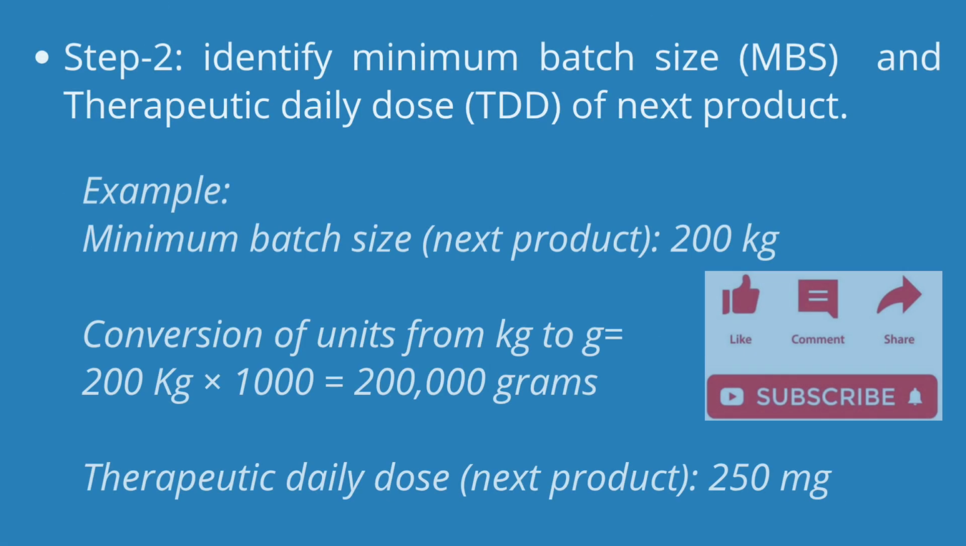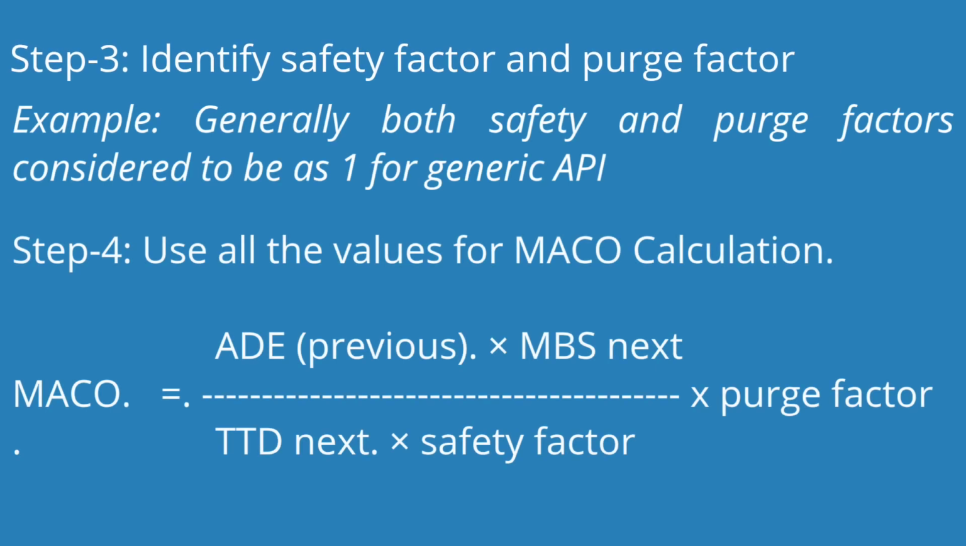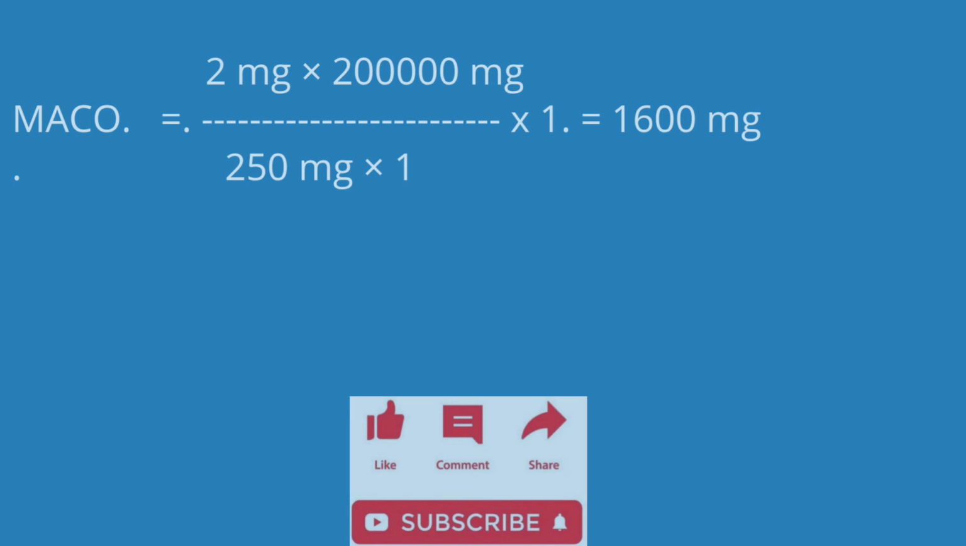Identify the minimum batch size, MBS, and therapeutic daily dose, TDD, of the next product. Step 3. Purge factor and safety factor. Apply all the values in the below formula. Finally you get the value. Use this value for calculation of rinse and swab limit.